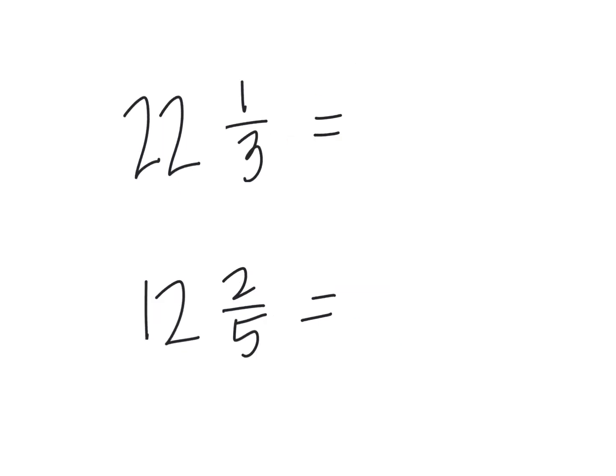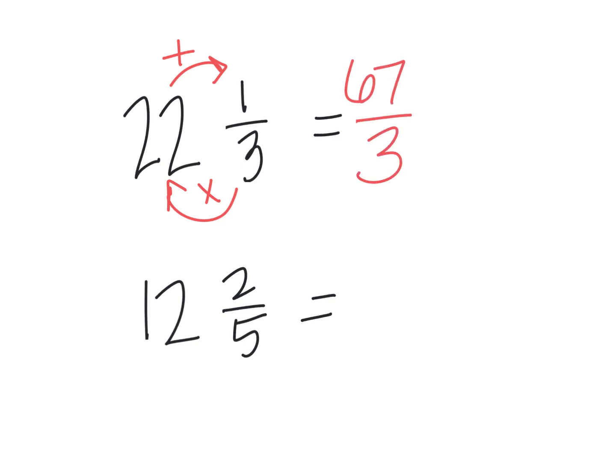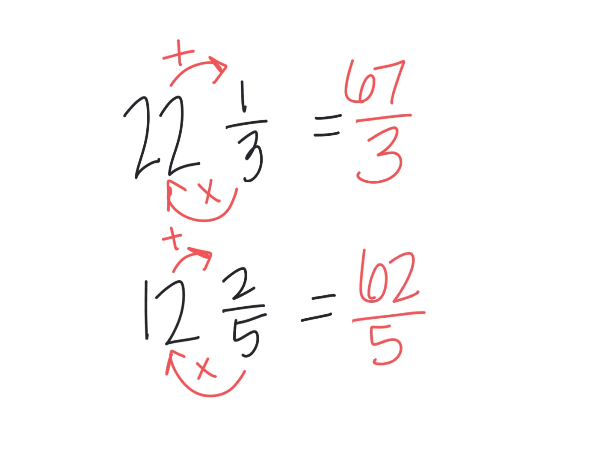Pause the video, try these two on your own, and then come back and check your work. 22 and 1/3. 3 times 22 is 66, plus 1 would be 67 thirds. And then 12 and 2/5, so we would do 5 times 12 is 60, plus 2, so 62 fifths.